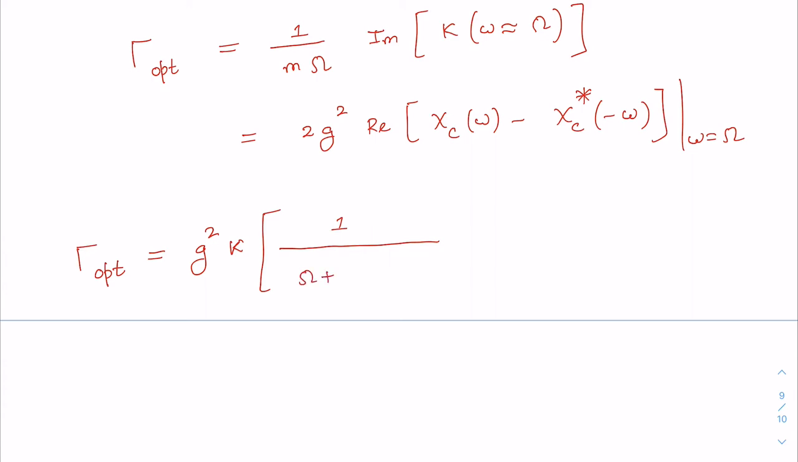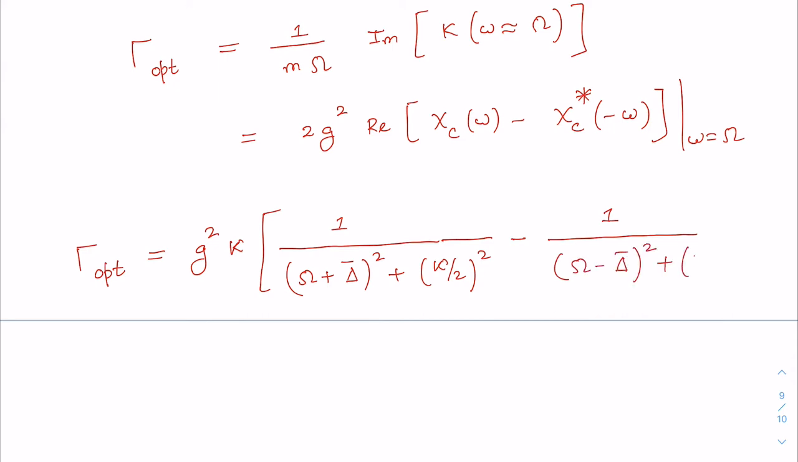You will get it would be omega plus delta bar whole square plus kappa by 2 whole square, and there would be another term that would be minus 1 divided by capital omega minus delta bar whole square plus kappa by 2 whole square. So this is the expression for optomechanical damping.